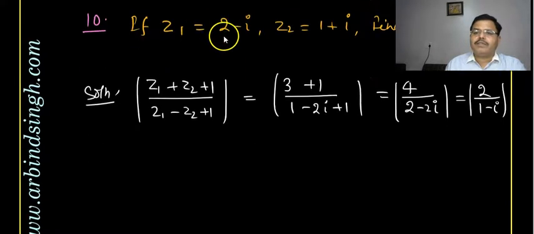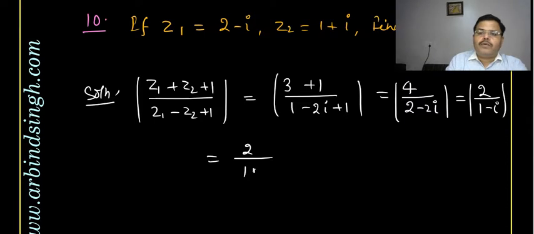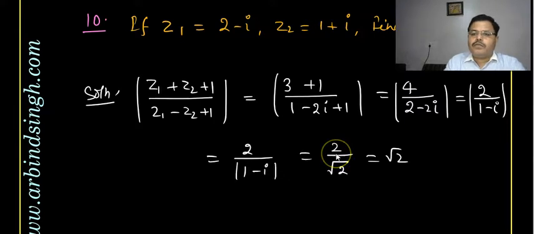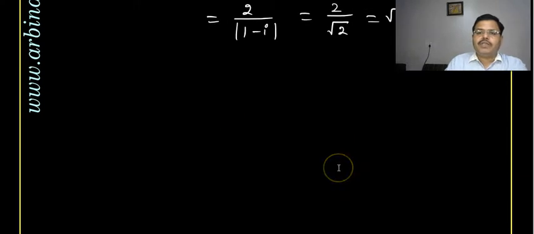And mod of z1 by z2 is equal to modulus of z1 by modulus of z2. So further, this can be written as 2 upon 1 minus iota. So that will be 2, and for 1 minus iota, that will be under root 1 square plus minus 1 square, that will be under root 2. So 2 by under root 2 is under root 2. And that will be the answer of this question. I hope you got it. Now question number 11.